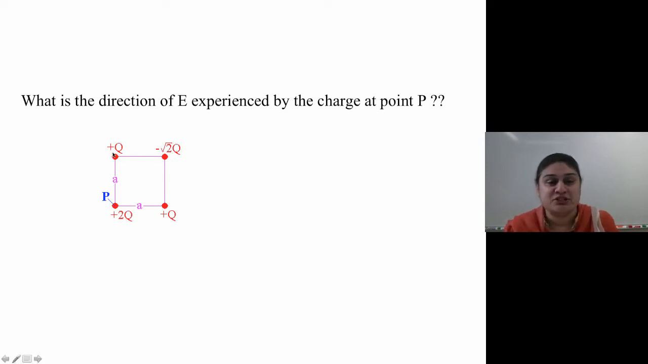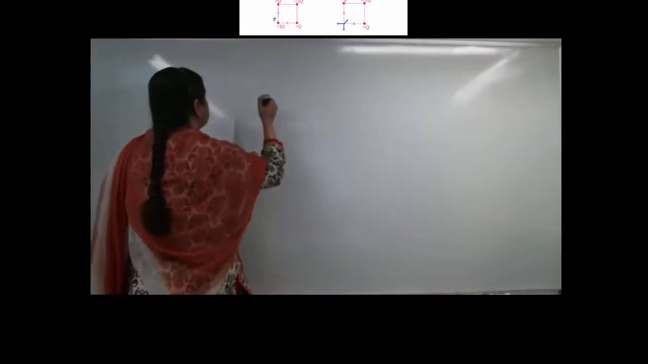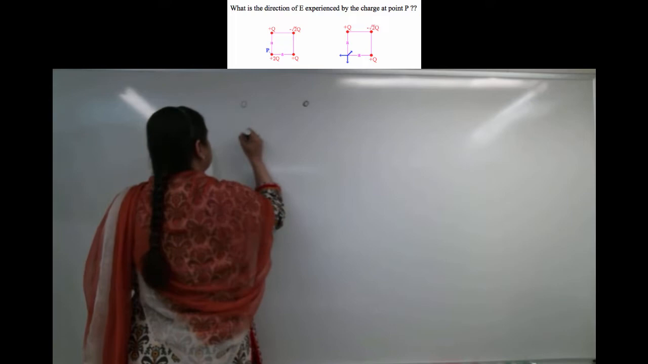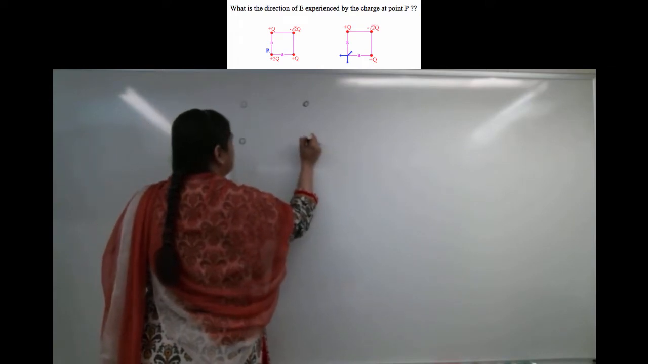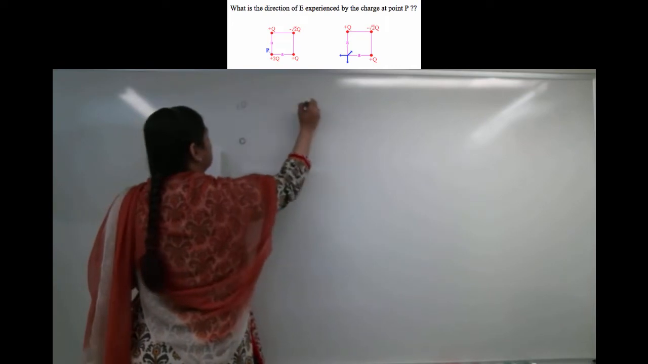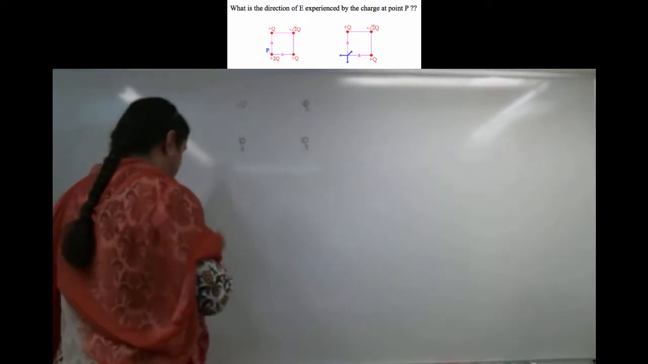So you have these charges that are already here, and you need to calculate what the E will be that is experienced by the charge at point P. Okay, so now let's do that question on the board. Here's our problem. We have 4 charges here. I'm going to call this 1, 2, 3, 4, just to make my life easier.